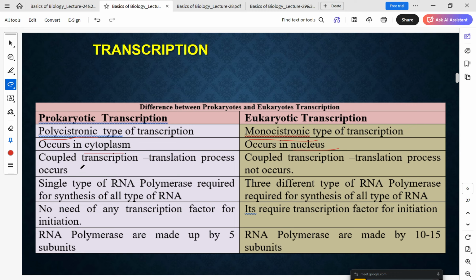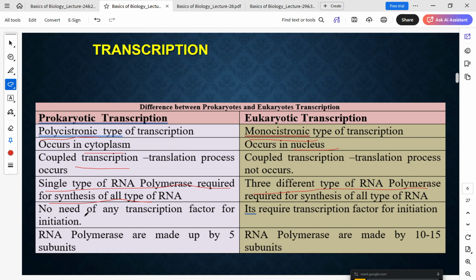Usually prokaryotic transcription is a coupled process. Transcription and translation happen simultaneously, whereas in case of eukaryotic transcription, the transcription happens within the nucleus, then the RNA gets shuttled to the cytoplasm for translation to occur. So it's not a single site process. A single type of RNA polymerase is required for synthesis of all types of RNA in case of prokaryotic transcription, whereas eukaryotic transcription requires 3 different types of RNA polymerase in different forms to synthesize all of the RNA.